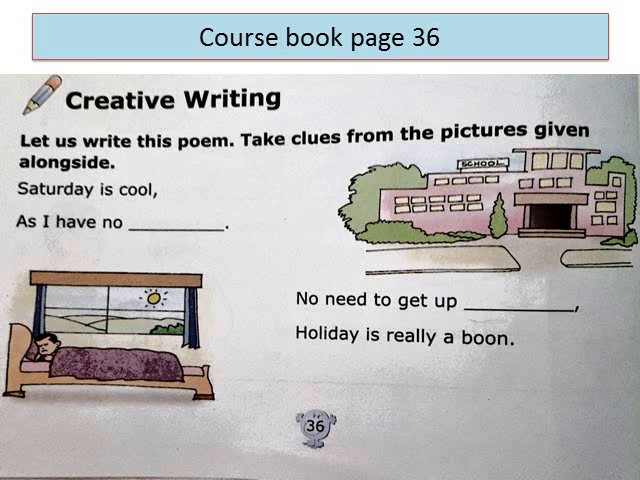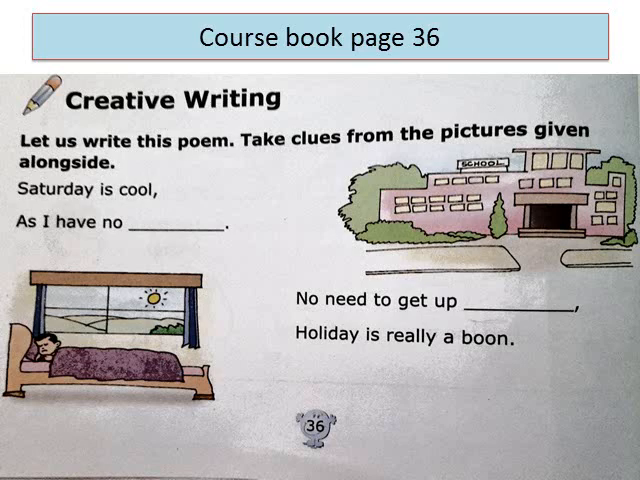Now let us see the exercise on page 36 under the heading Creative Writing. Let us write this poem. Take clues from the pictures given alongside. So children, it means you have some lines given here and on the side you have some pictures. You have to look at the pictures and try to find out what can we fill in the blanks.